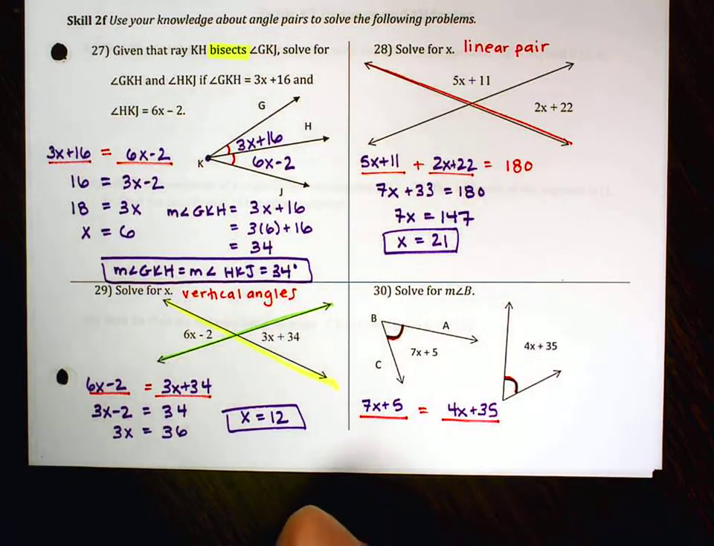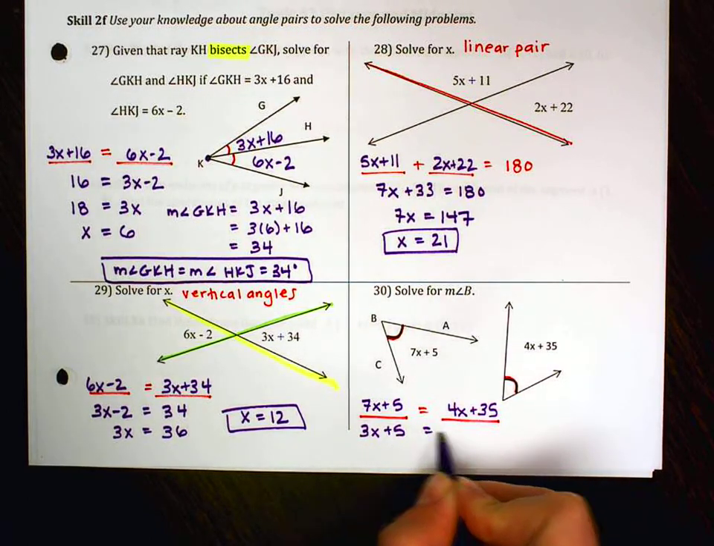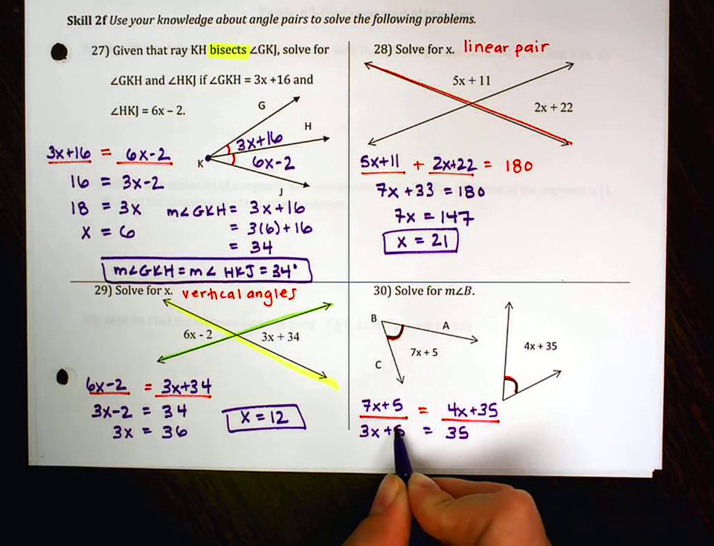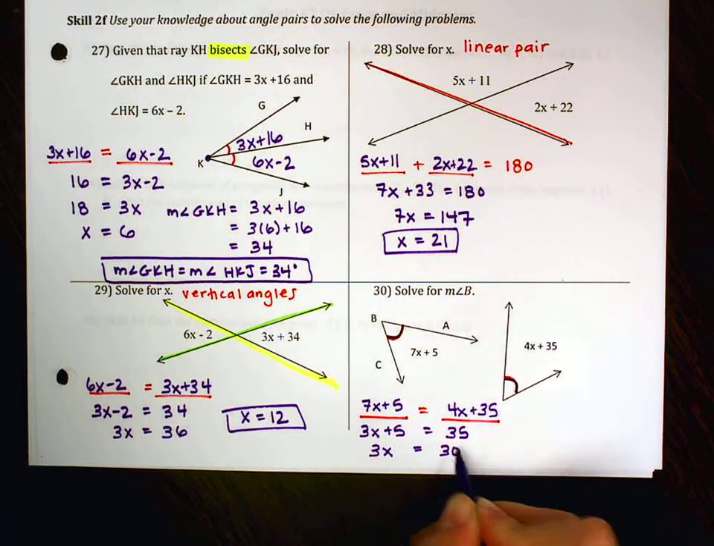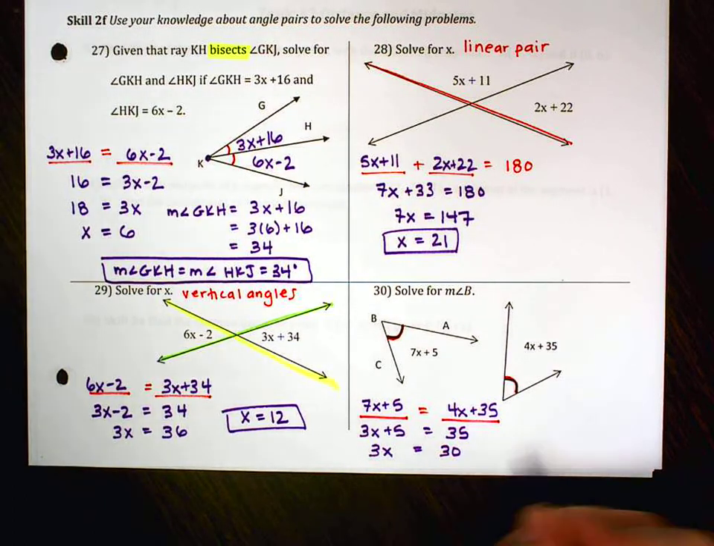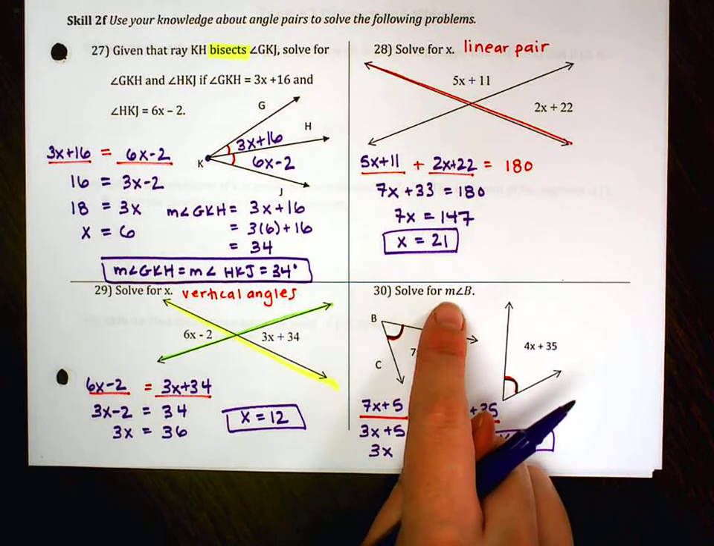Okay. Now I'm going to solve. I'm going to subtract 4x on this side. I'm going to subtract 5 on both sides. I'm going to divide by 3, and I'm going to get that x equals 10. Now, I'm not done, though. I want the measure of angle B.